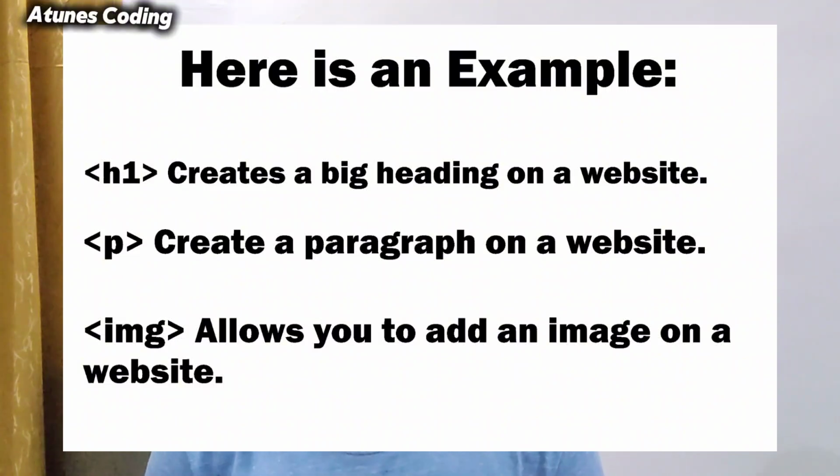Let me give you a few examples so you get what I'm trying to say. On your screen here, you see an h1 tag. The h1 is an HTML element. It creates a big heading for every website you are seeing out there. We have the p tag. The p tag stands for paragraph. It creates a paragraph on the website. We have the img tag. The img tag allows you to add an image to the website. There are many more elements in HTML that you have to learn as a beginner. I just gave you a few examples so you'll know what I'm talking about.